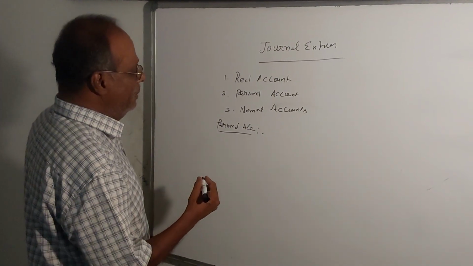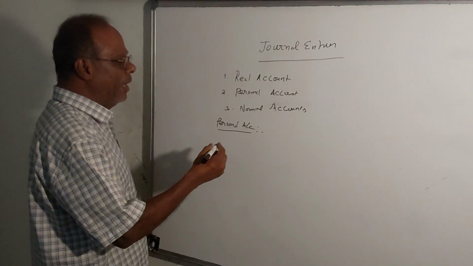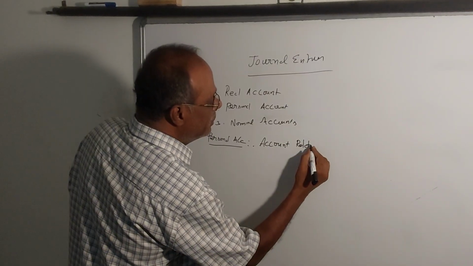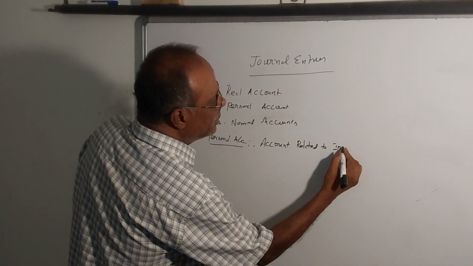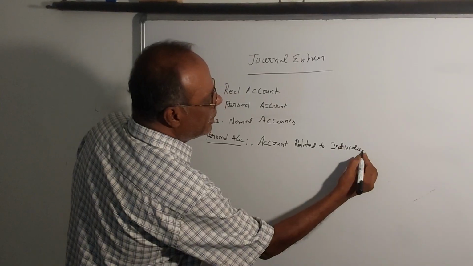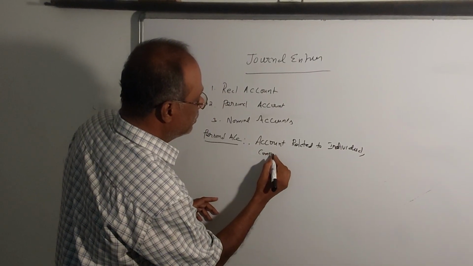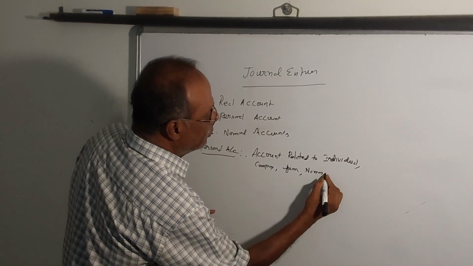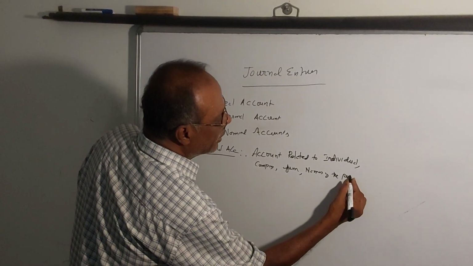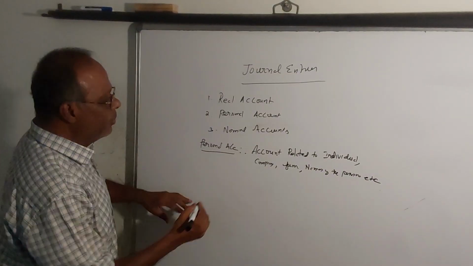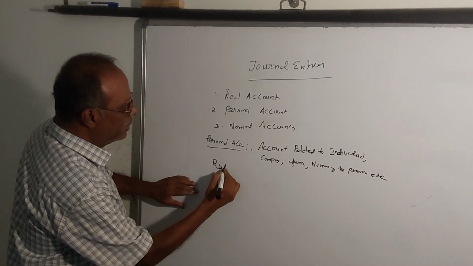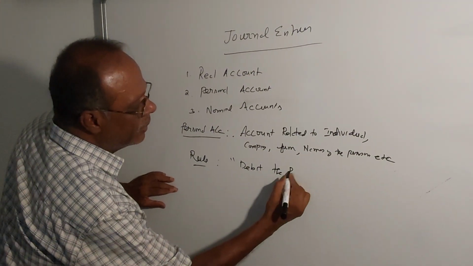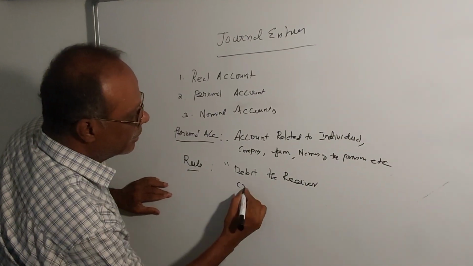Okay, personal account is what? What is the rule available for personal account? What is the definition for this? Accounts related to individual, company name, firm, names of the persons, etc. Like this. Then what is the rule available for this? Debit the receiver, credit the giver. Debit the receiver, credit the giver. Okay, fine.